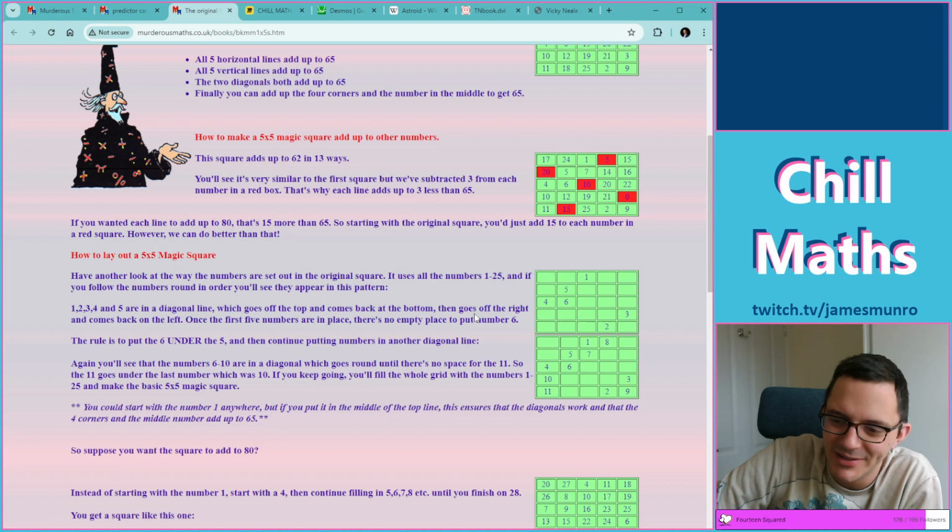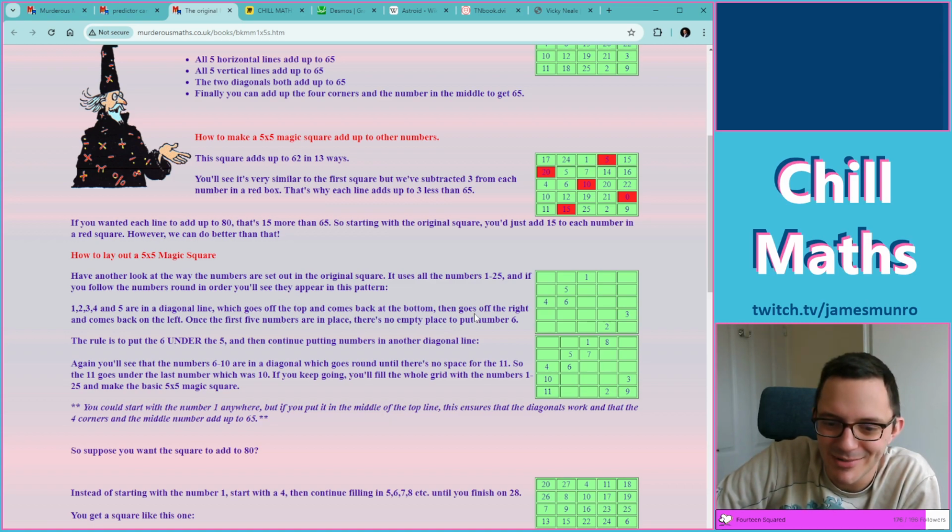If you put it in the middle of the top line, it shows the diagonals work, and the 4 corners and middle number add up to the total as well.